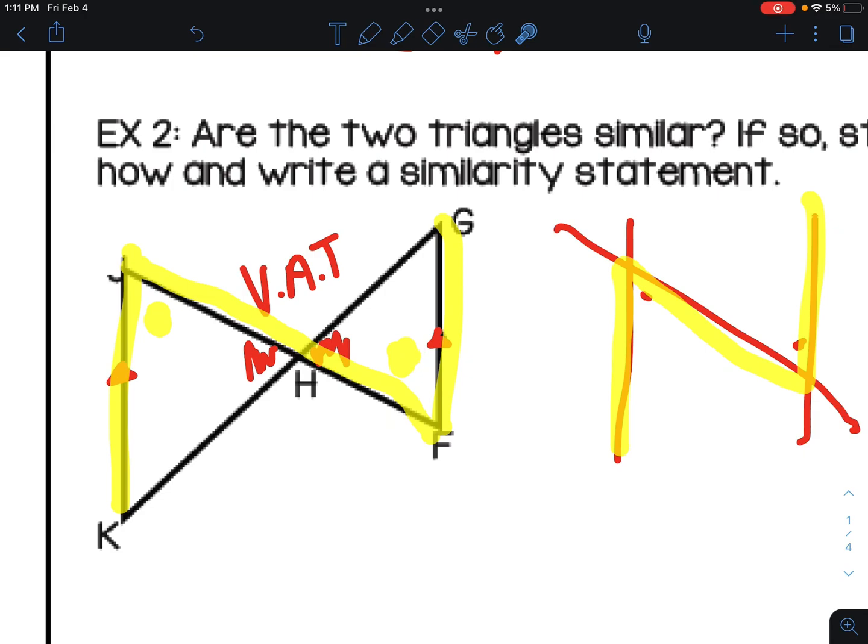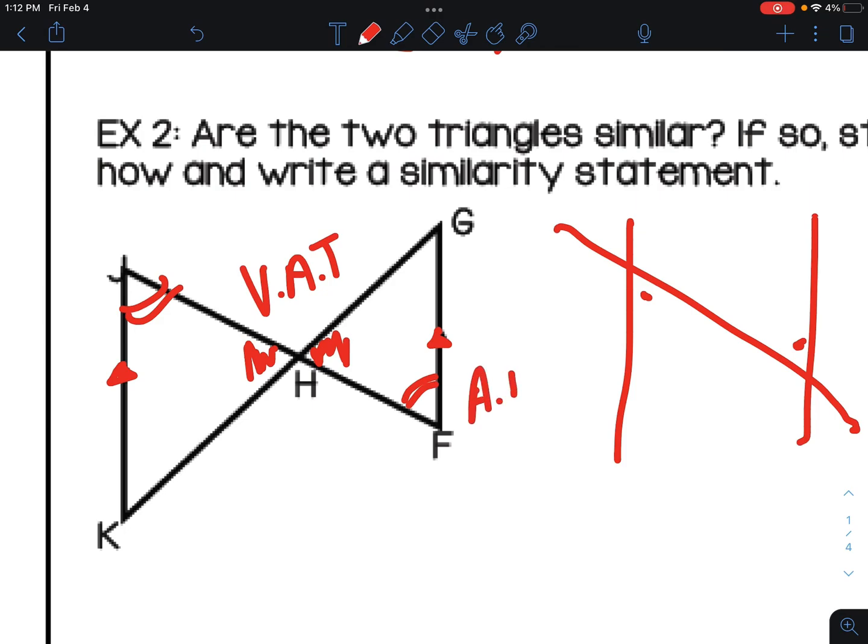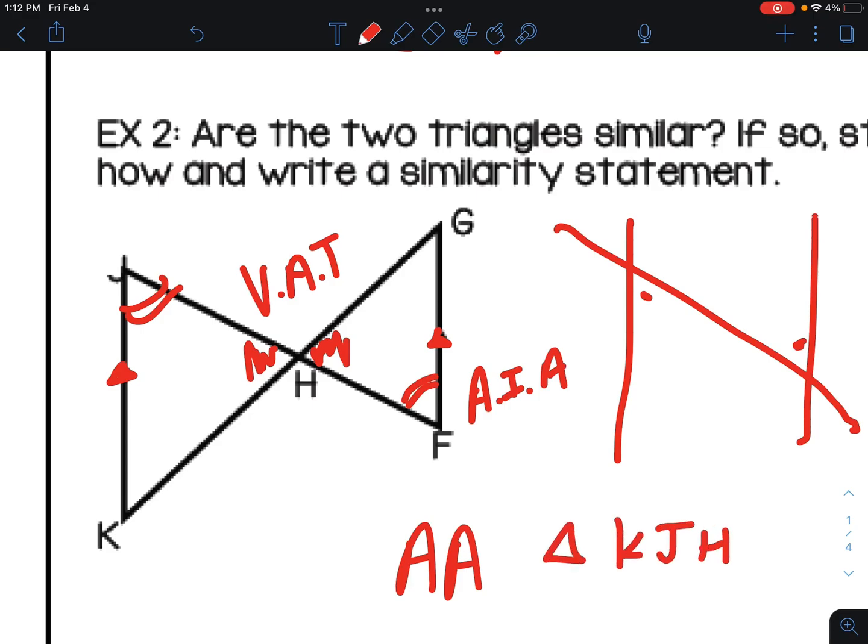So if they have parallel lines, we're going to say this angle is congruent to this angle, alternate interior angle theorem. Now we have two pairs of angles congruent, AA. The two angles were the vertical angles and the alternate interior angles. One could argue that K and G are alternate interior angles, and that is correct as well. So we would have triangle KJH is similar to triangle GFH. That's our AA.